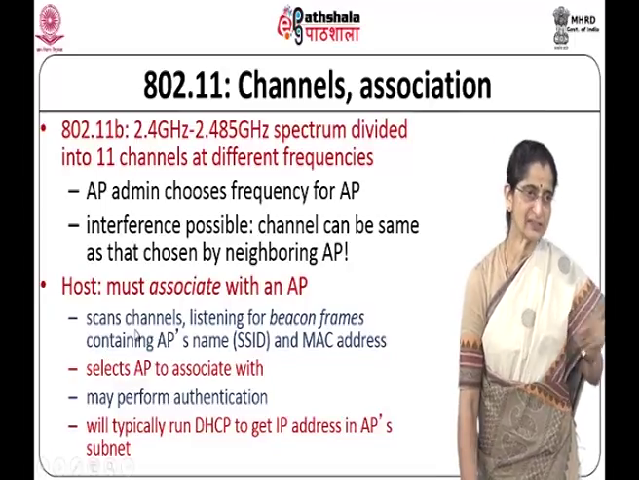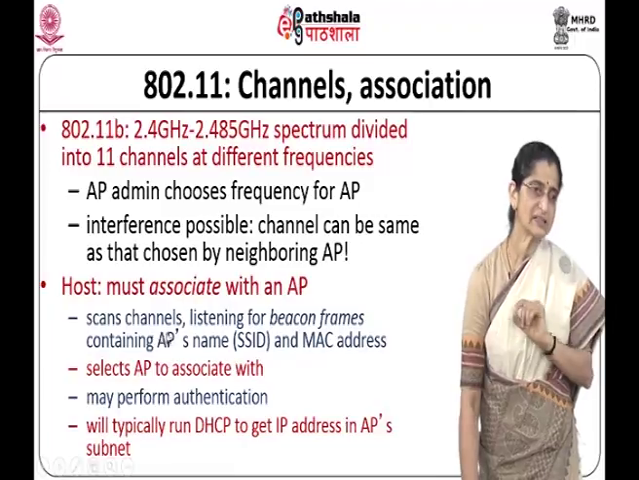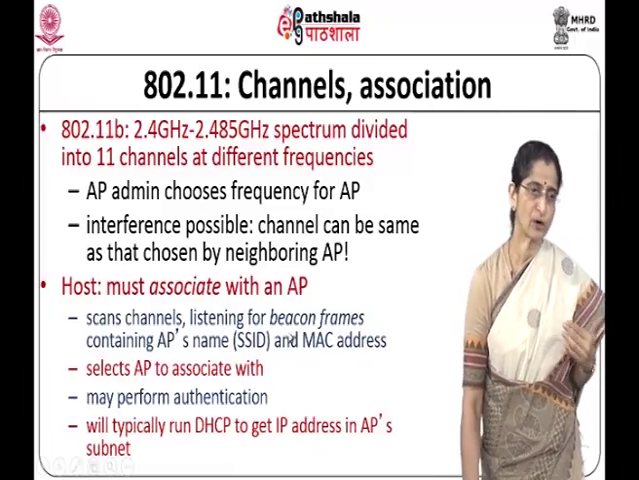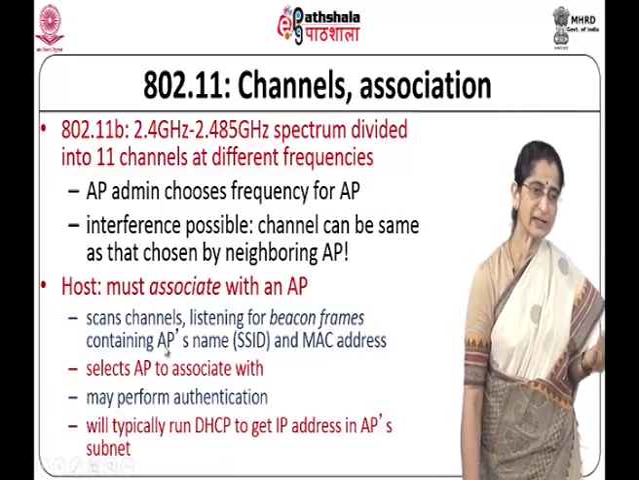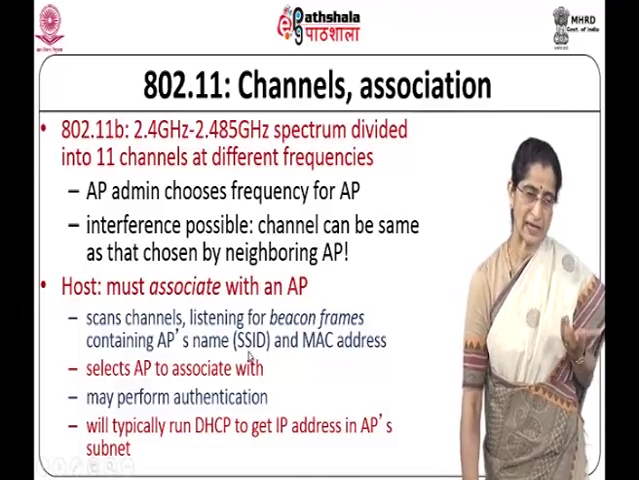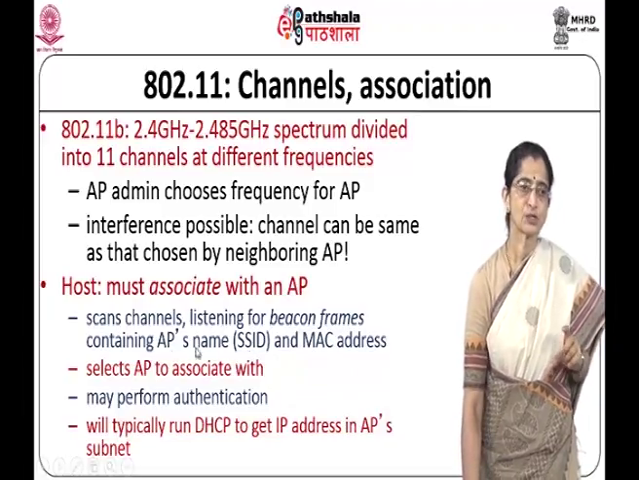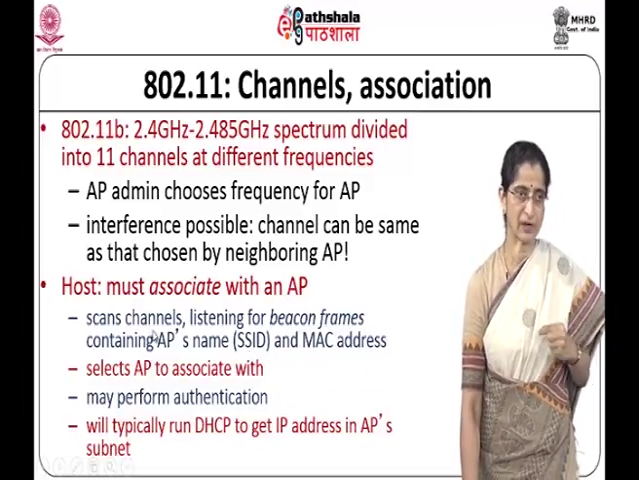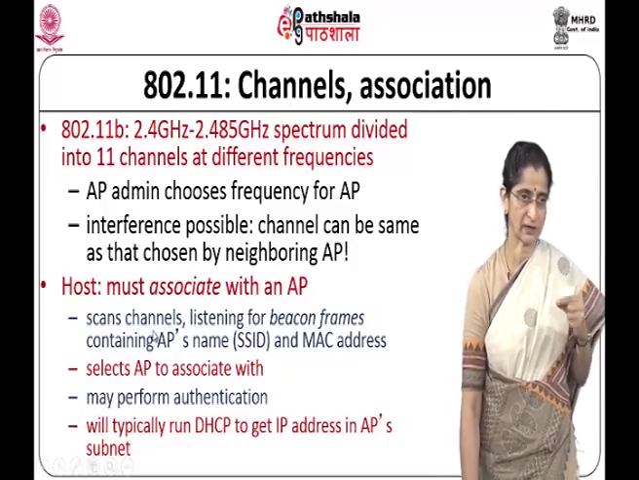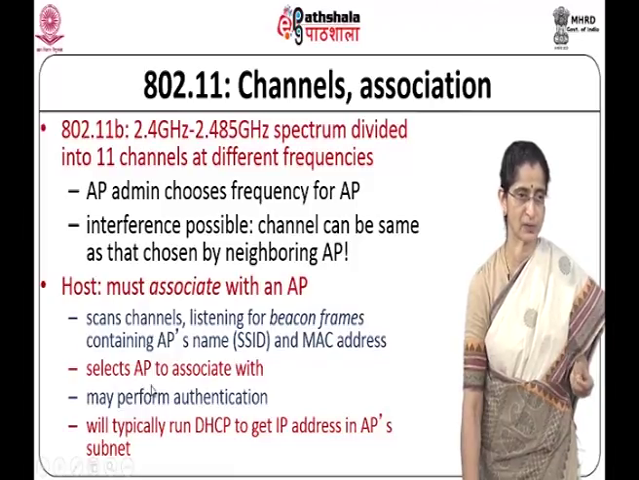It would normally scan the channels. It knows that there are 11 channels at different frequencies, so it will scan these channels, listening for what are called beacon frames, which contain the name of that access point, what we call the SSID, some kind of identifier, and a MAC address. Once it gets this beacon frame, it identifies that there is an access point available. It now has to select one of those access points to associate with.